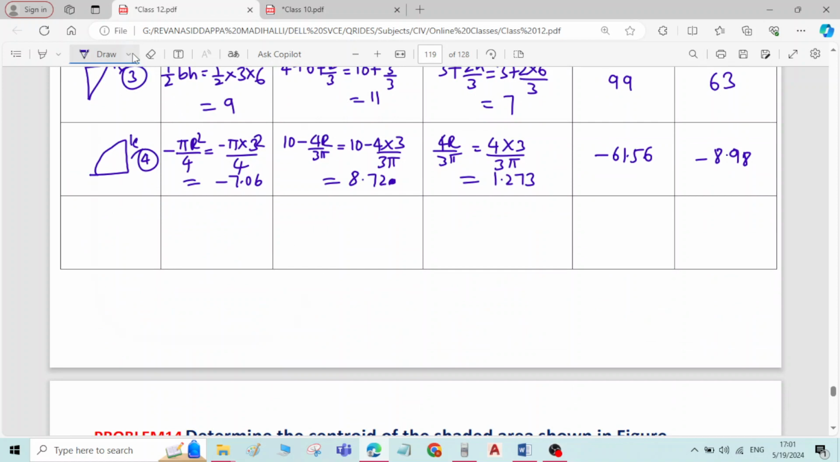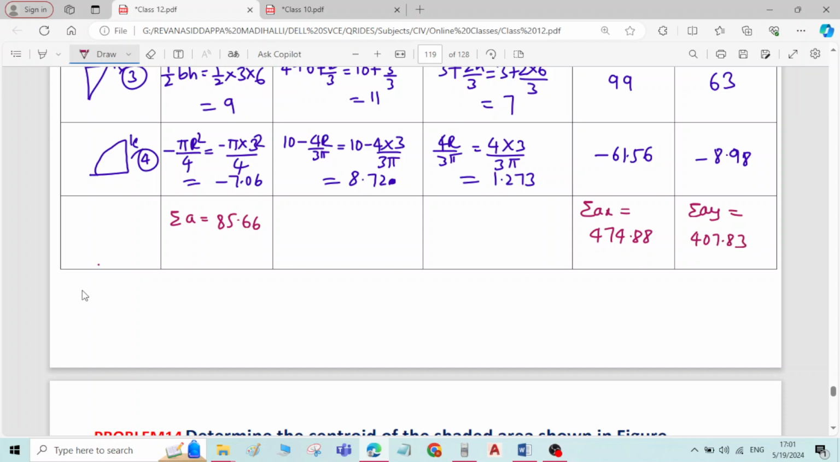Now we will calculate the total summations. Total area will be equal to 85.66. Then sigma ax is equal to 474.88, and sigma ay is equal to 407.83.